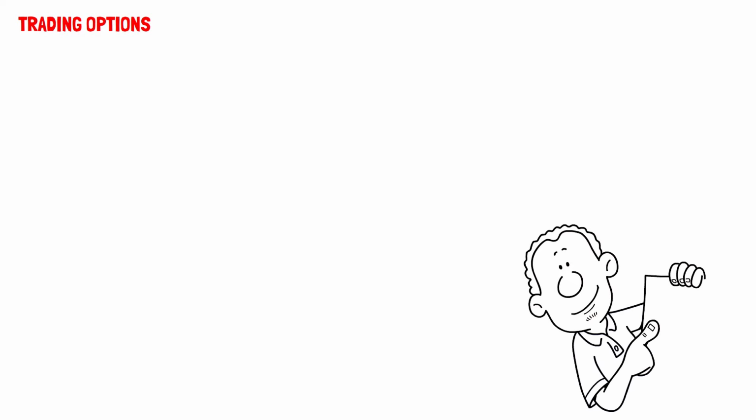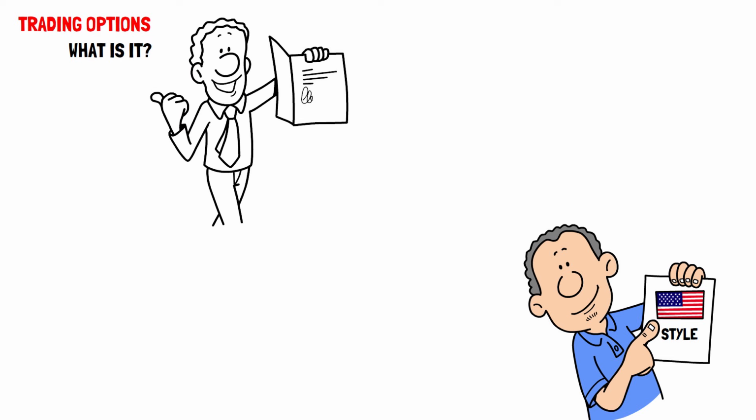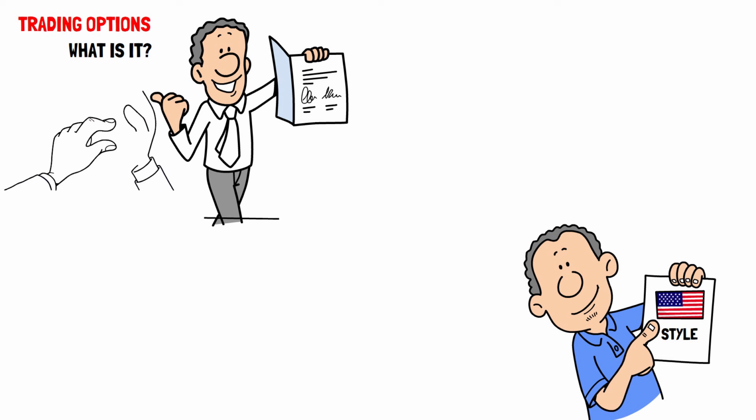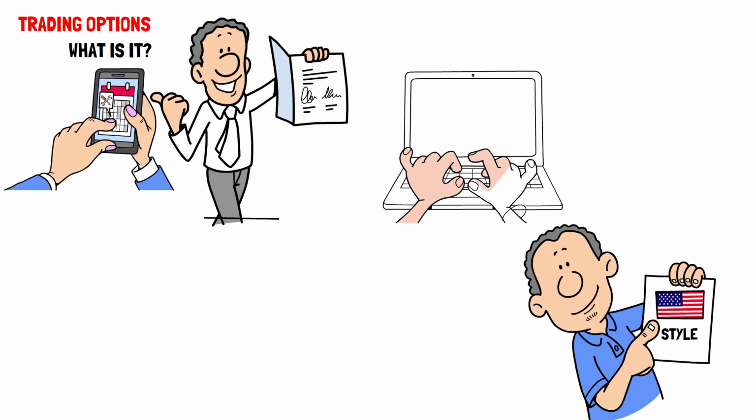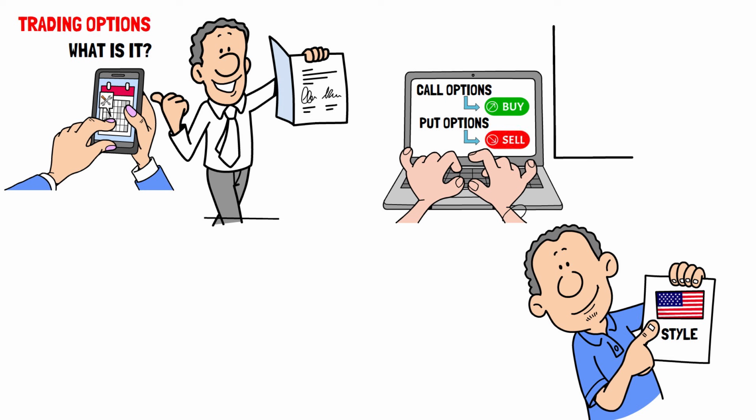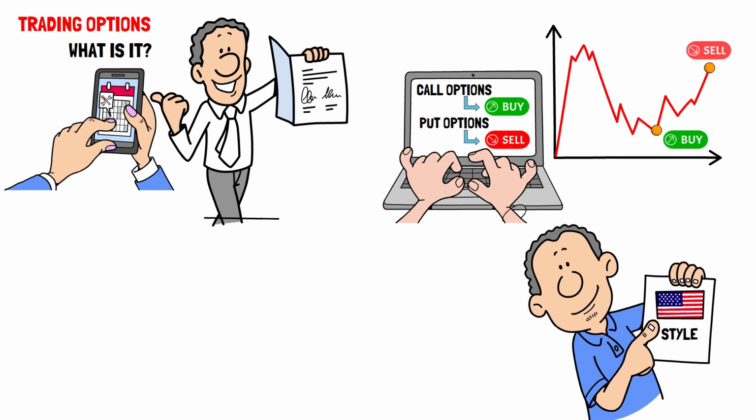Okay, now that's out of the way, let's start with the first one. Trading options. One of the most heavily requested features on the Trading 212 forums is the ability to trade US style options. But what is it? Options are financial contracts that give the investors the right, but not the obligation, to buy or sell an underlying asset at a predetermined price before a specified expiration date. There are two main types: call options, which provide the right to buy an asset, and put options, which grant the right to sell. Investors typically buy call options when they believe the asset's price will rise, and put options when they expect it to fall.